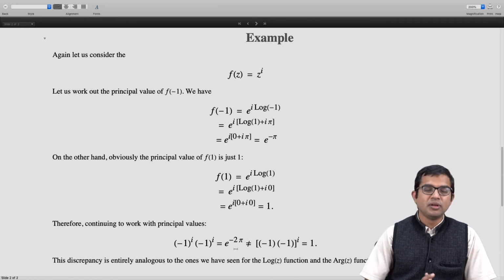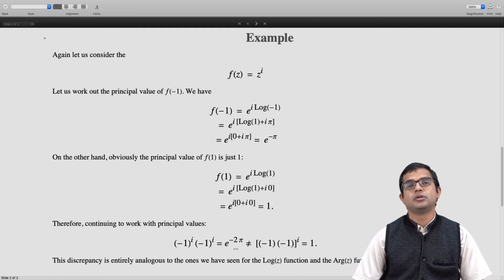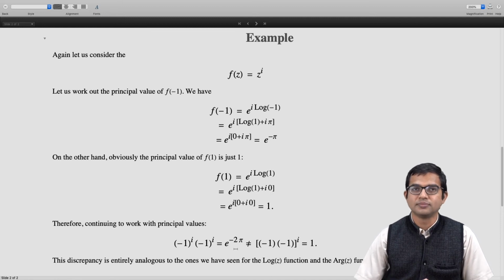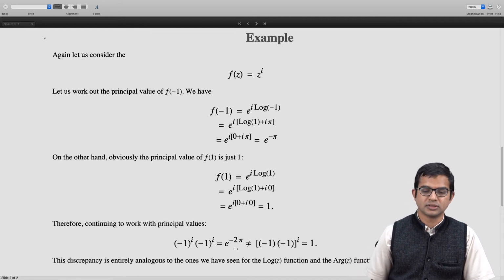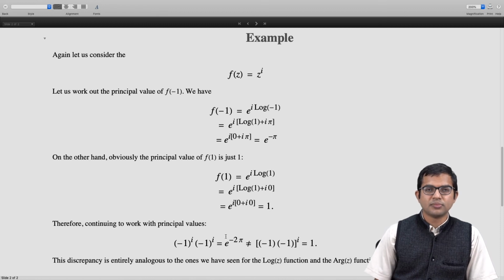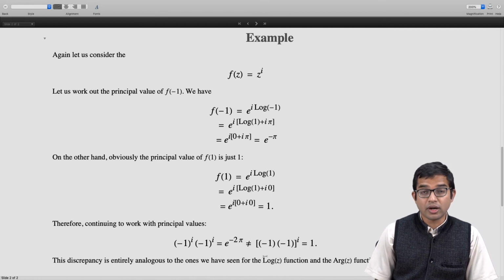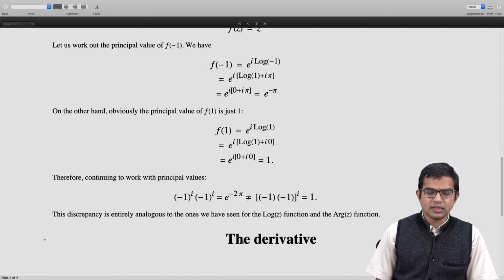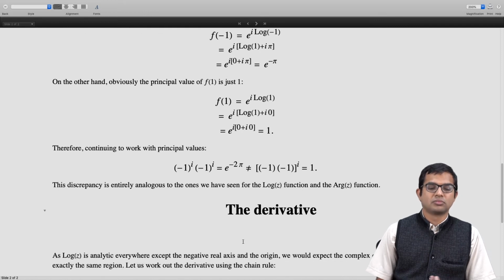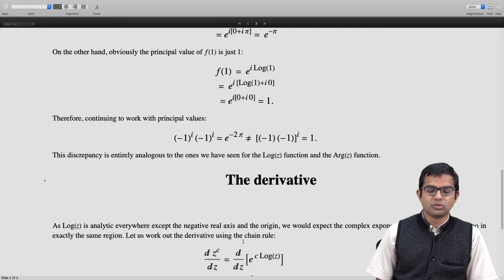This is similar to the kind of difficulties we encounter if we work with capital Log z or capital Arg z function. Some familiar identities involving the log may not quite hold if you're working with the principal value. This function is analytic wherever log z is analytic, and we have seen that log z is analytic everywhere except along the negative real axis, so we can use the chain rule to explicitly get the value of the derivative when this function is analytic.